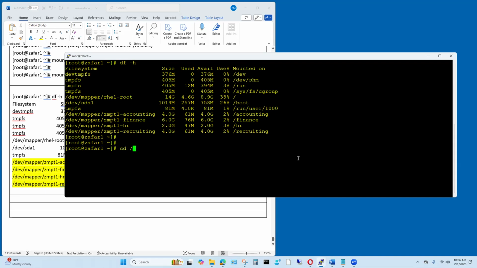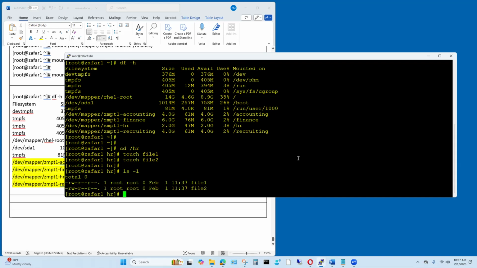So go into CD/HR. And then here, what you could do is touch file 1, touch file 2. Okay. Now, what you could do is you could do ls -l. All this is writing on the disk here. It's not in the C drive anymore.